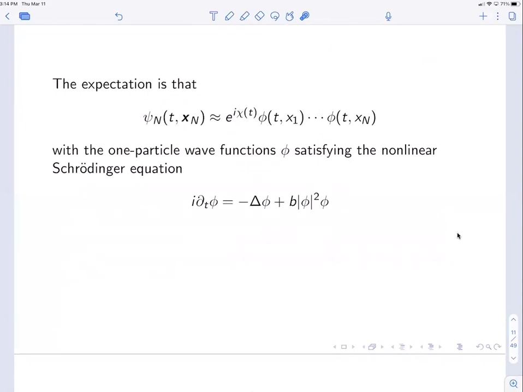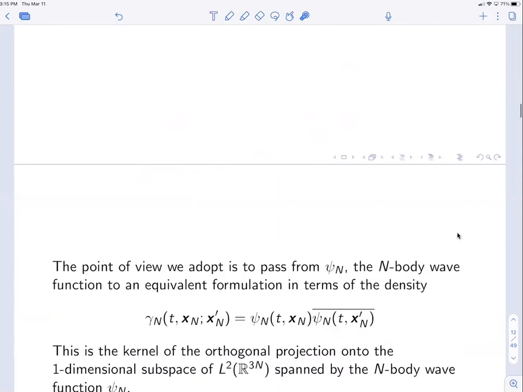The expectation is that when we consider this evolution problem, that psi_N(t, x_N) will be approximately a product of one-particle wave functions phi depending upon time, together with a phase correction, and the one-particle wave functions will solve the nonlinear Schrodinger equation. So that's i ∂_t phi equals minus Laplacian phi plus b |phi|^2 phi. So this nonlinear effect is a remnant of the interparticle interaction in this scaled limit.